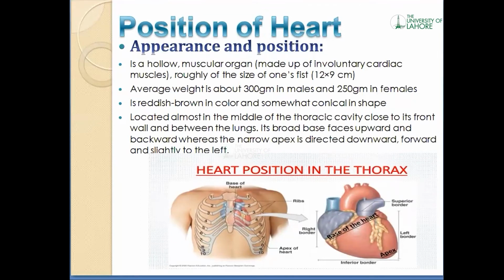It is reddish brown in color and somewhat conical in shape, located almost in the middle of the thoracic cavity, close to its front wall and between the lungs. Its broad base faces upward and backward, whereas the narrow apex is directed downward, forward, and slightly to the left.